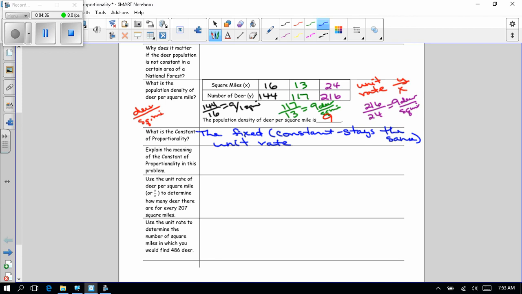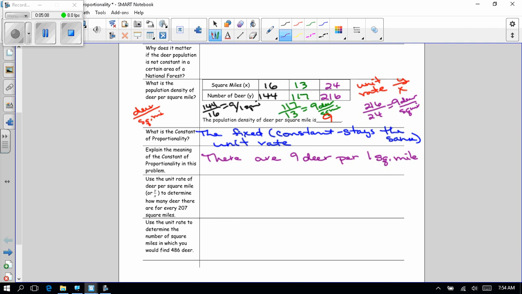So in this case, it was 9, right? Well, what does that 9 mean? So let's give that definition again. It means in our problem here, there are 9 deer per 1 square mile, right? So if I did a mile by mile square, put a fence around it, I should find 9 deer in that big square.